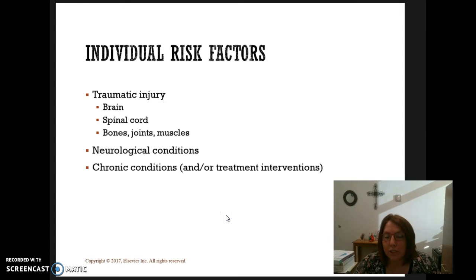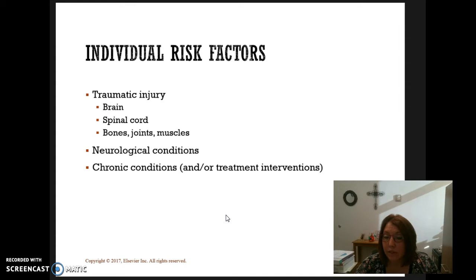Risk factors is important. You're going to see with everything that we look at throughout your program, looking at risk factors is a part of our job. As nurses, we do a lot of health promotion and teaching, and if we can identify risk factors, then maybe we can teach somebody and they will reduce, hopefully learn something from us and make a change in their life. So with risk factors, we got to look at traumatic injury, brain, spinal cord, bones, and joints.